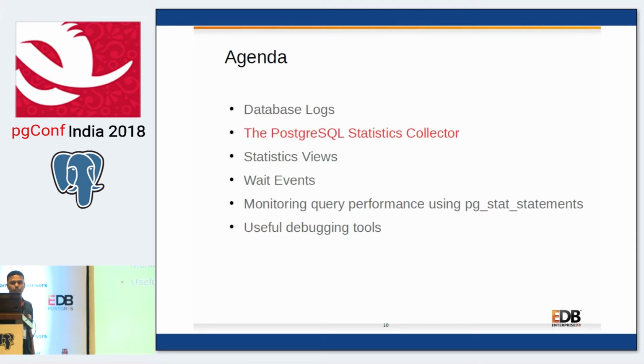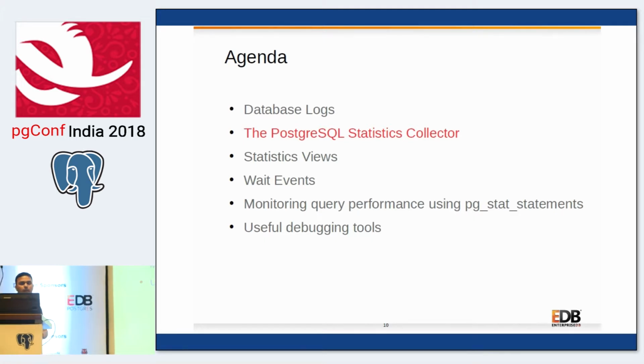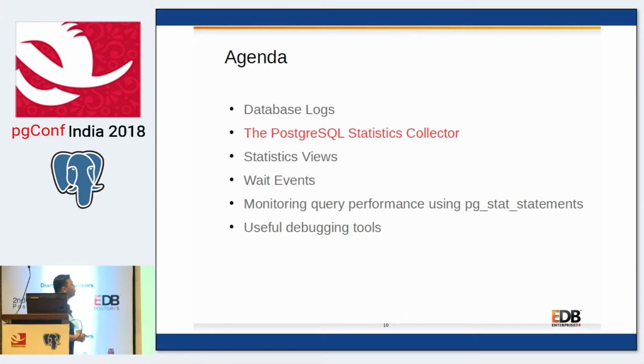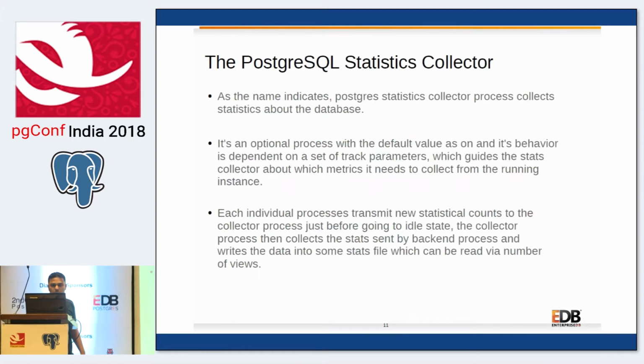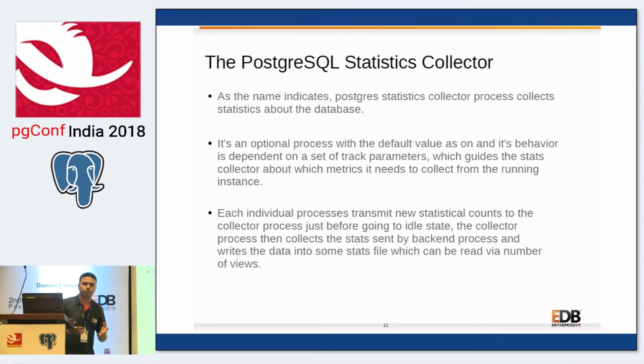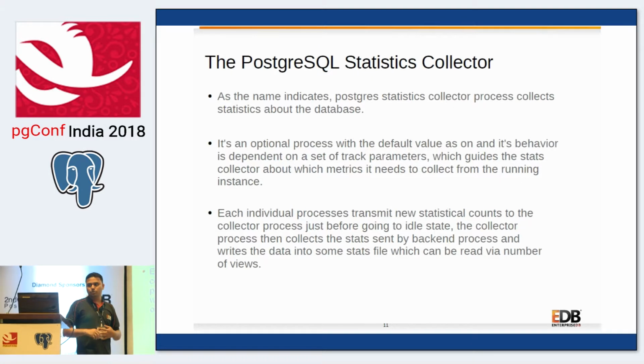Now let us move to the next topic, which is the statistics collector process in Postgres. As the name indicates, it's a process in Postgres which collects statistics about all the running backends and writes them into some files. It is always on by default.